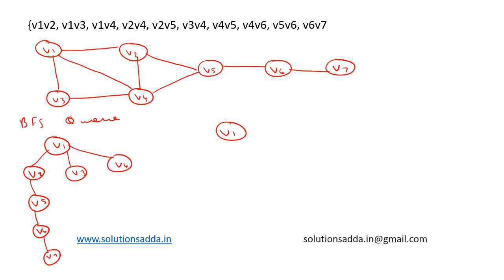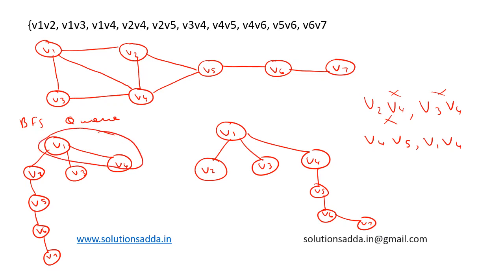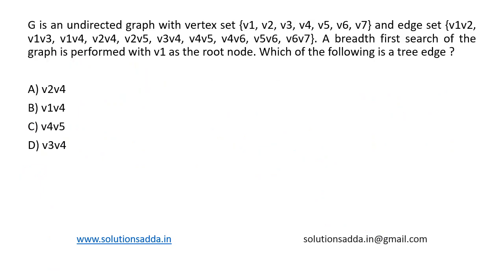Another form of traversal is taking root as V1. We have V2 here, then V3 here and V4 here. Now using V4 as the node, we can get V5, V6 and V7. Considering the options, V2, V4 is definitely not possible. Another option, V3, V4, is also not possible. V4, V5 is possible in only one traversal, not in the other, so it is also not considered. The last option is V1, V4. V1, V4 is present in this traversal as well as in the other traversal. So option B, V1, V4, is the correct answer.